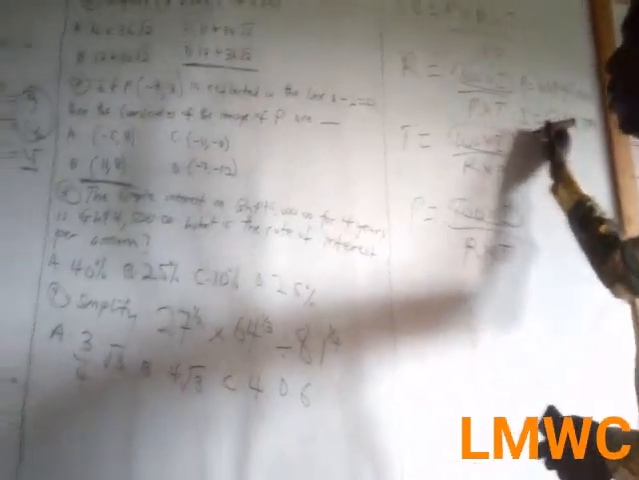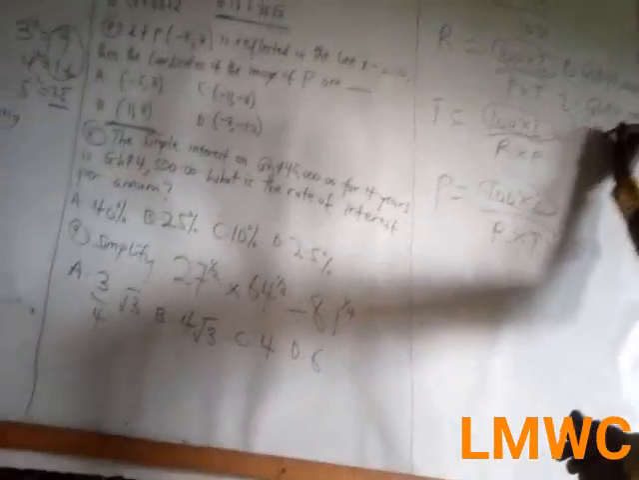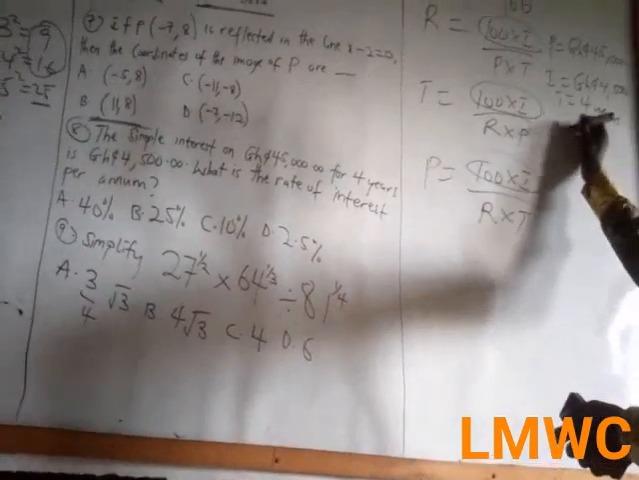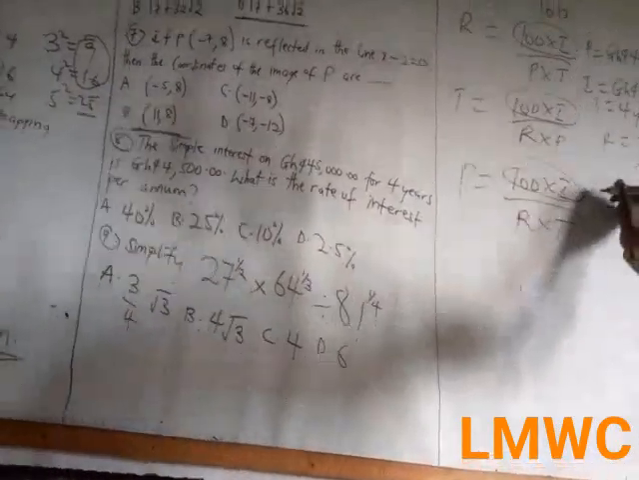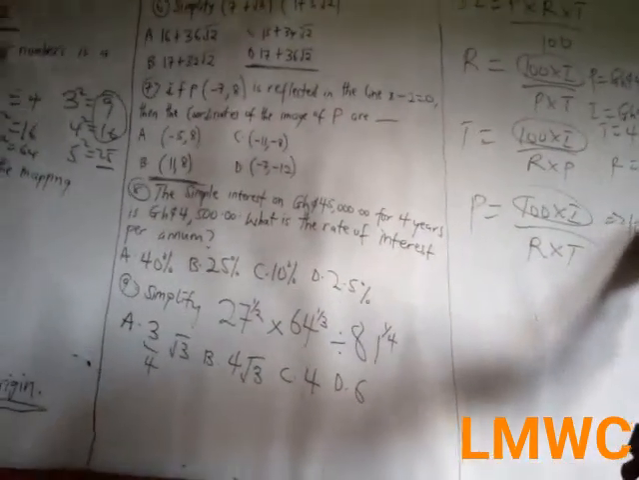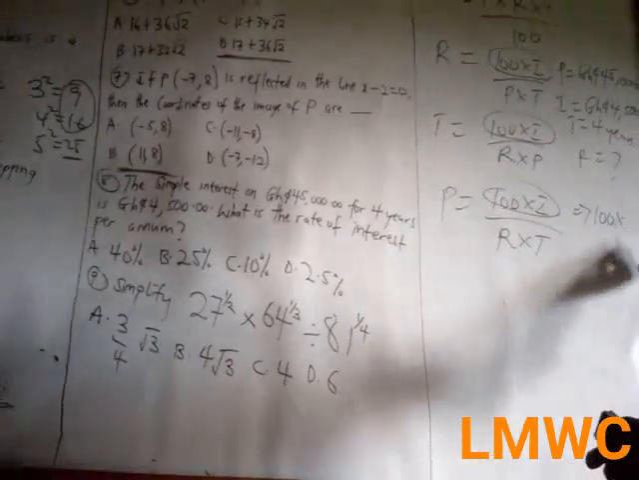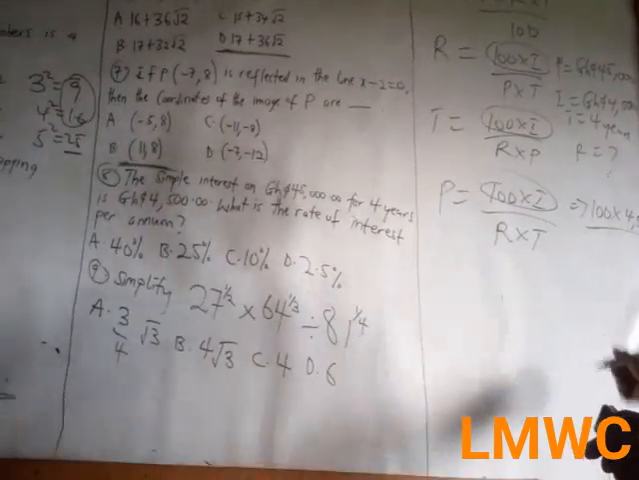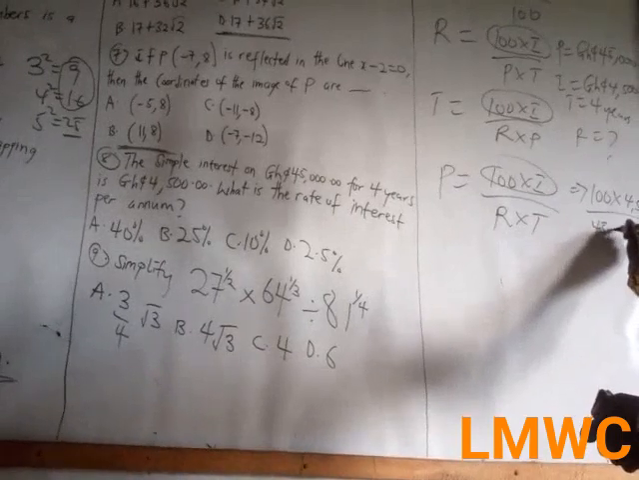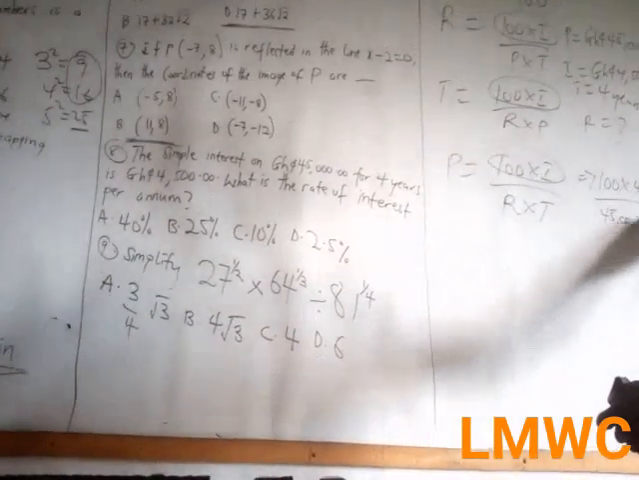4,500. We know our time as 4 years, but we don't know our rate. So now you choose the first formula. So it becomes 100 times. What is the interest? Interest is 4,500 over what is the principal? 45,000 times time is 4.